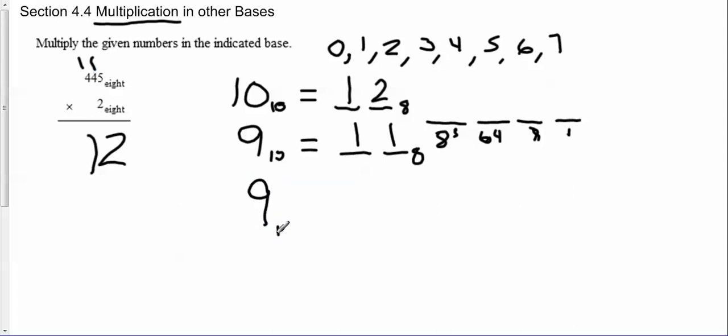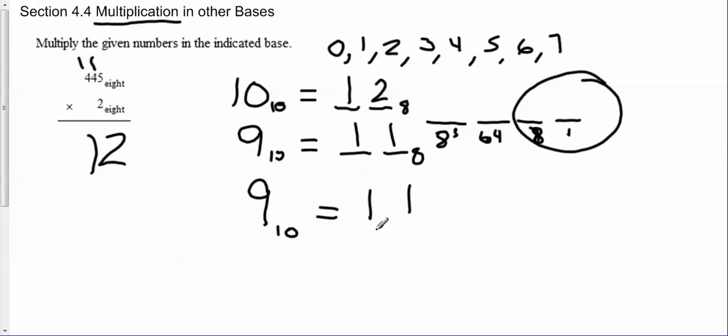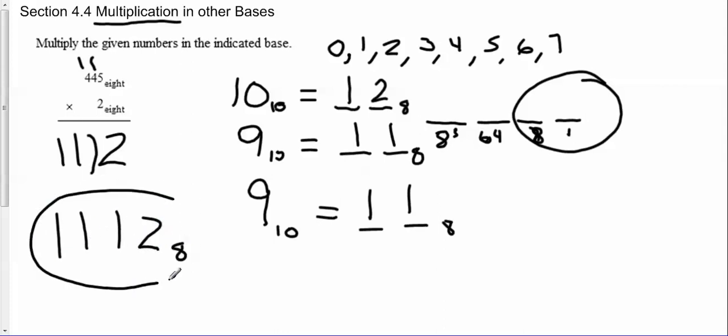We just said that 9 in base 10 is one group of 8 and 1, so 1, 1. Remember the place values: we have the ones on the right, and to the left of that is how many groups of 8 you have. So 9 is one group of 8 with 1 left, 1, 1. We just write that down. So our answer would be 1, 1, 1, 2 in base 8.